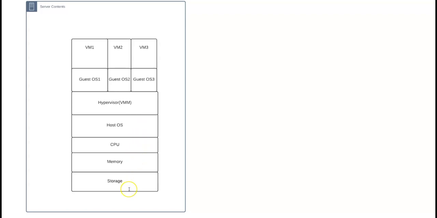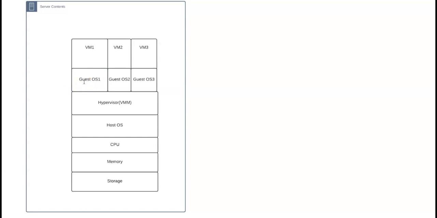So what exactly is a virtual machine and how does it work? Your typical server consists of these four parts. But when you come to a VM, there is something called a hypervisor, which is also considered a virtual machine monitor, which gives an interaction between your host OS and guest OS. The host OS is this OS, which you can see is actually residing on this physical server. But the guest OS is something which you are installing.